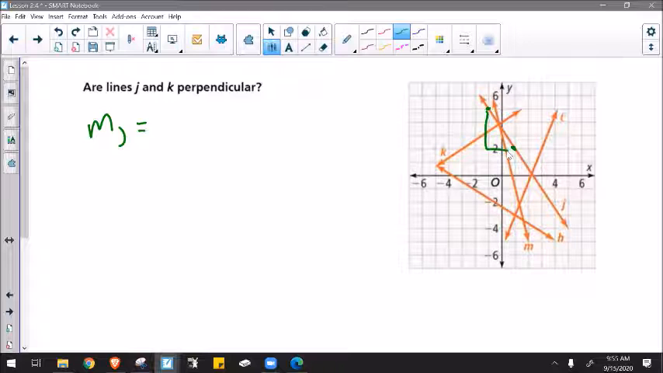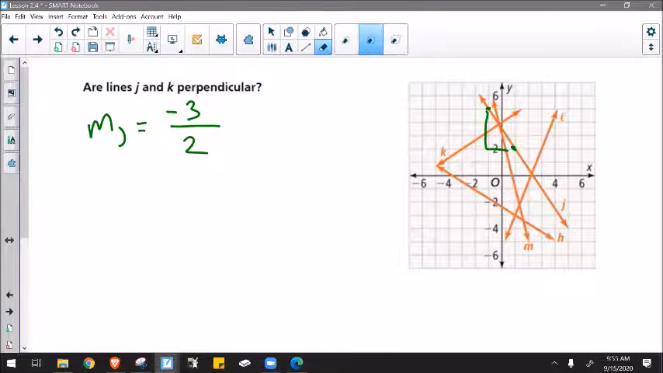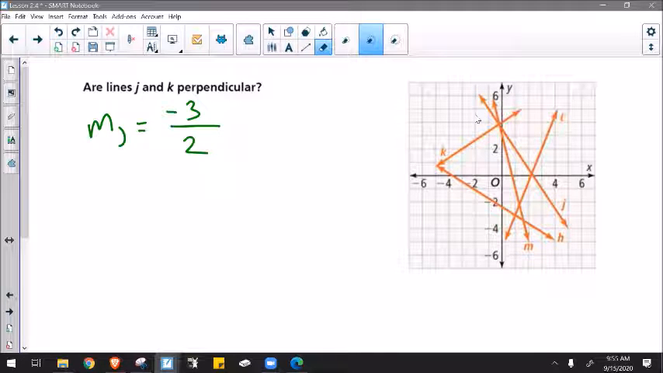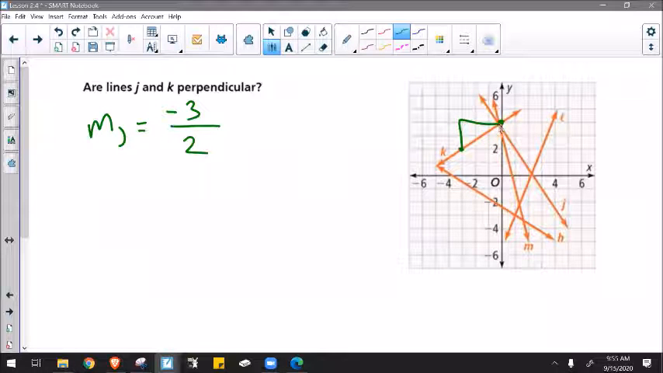So that's going down 3, to the right 2, and then line K. All right, line K is going to be this line right here. So we got a nice point right here. Another nice point right here. So the slope of K is equal to, we're going up 2 spaces and to the right 3.